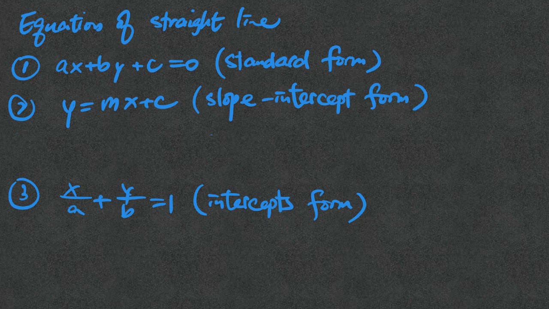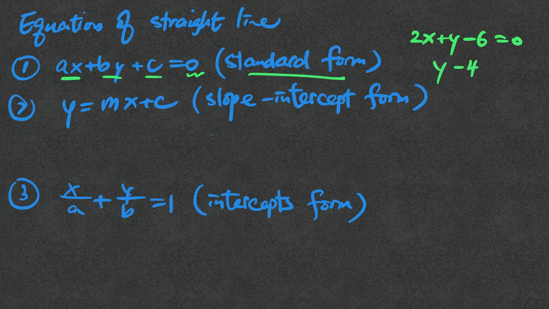The first one, which is known as standard form, is the easiest one, which will put x, y, and a constant on the left-hand side, which is equal to 0. So for example, a straight line called 2x plus y minus 6 equal to 0 is called a standard form. Or you may say y minus 4 is equal to 0 is also a standard form. You should also pay attention that the letters A, B, C are standing for constants, or simply numbers in your format.